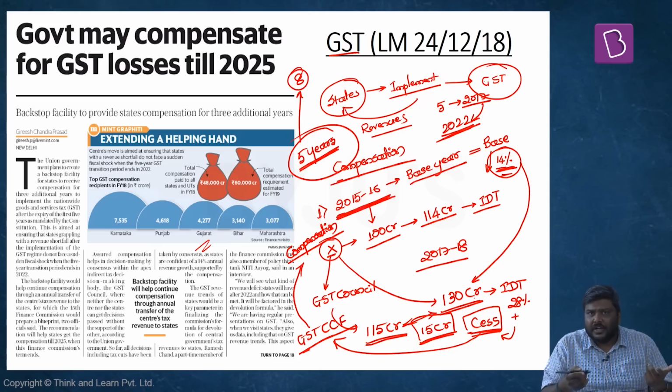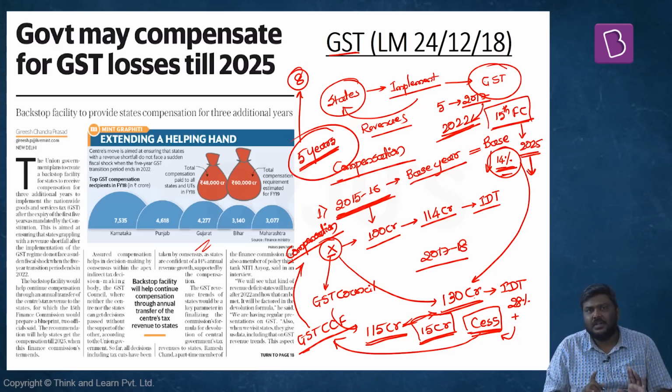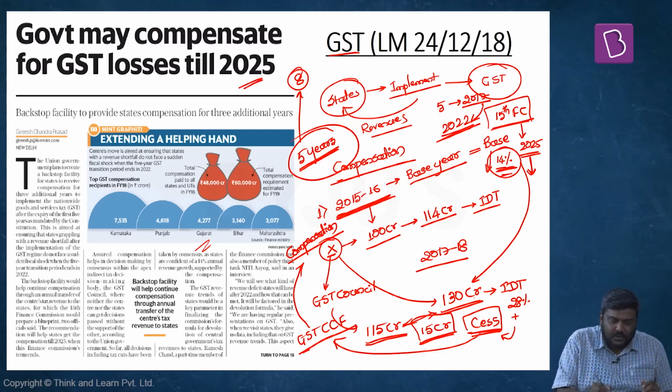Now, what after 2022? As per the present provision, any kind of revenue loss after 2022 will not be compensated by the central government. But this article basically states that the central government has asked the 15th Finance Commission to give a certain framework or recommendation as to how to provide the compensation to these particular states till 2025. That is a time period till where the recommendation of the 15th Finance Commission will also be in force. So these are some of the points related to GST compensation which have been discussed in this particular article.